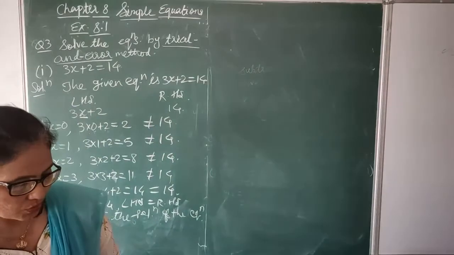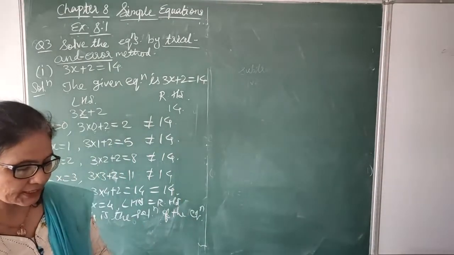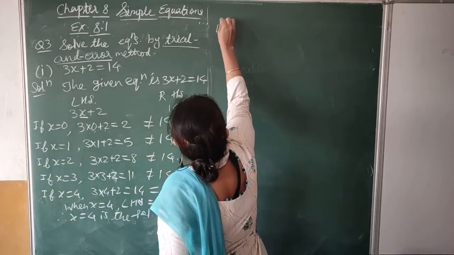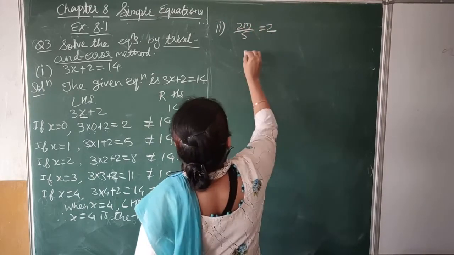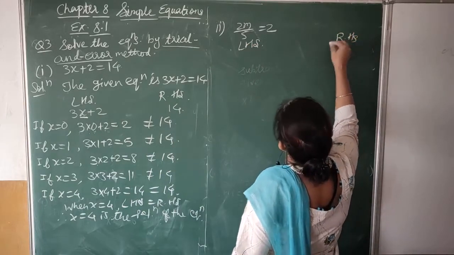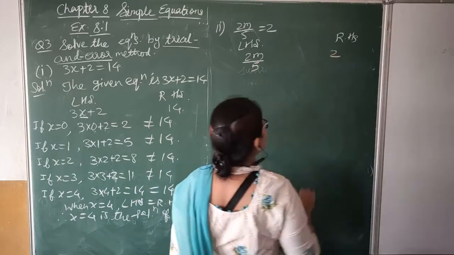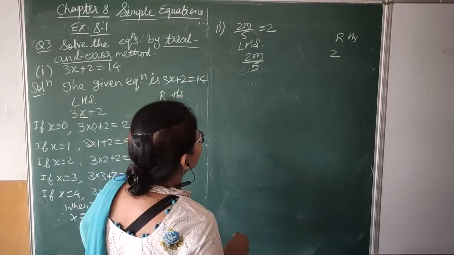Okay, so I hope you understood this example. Let's take one more example. The second example I am taking is 2m by 5 equals 2. Again, this is your left hand side, LHS, and this is your right hand side, RHS. Let's check it out.